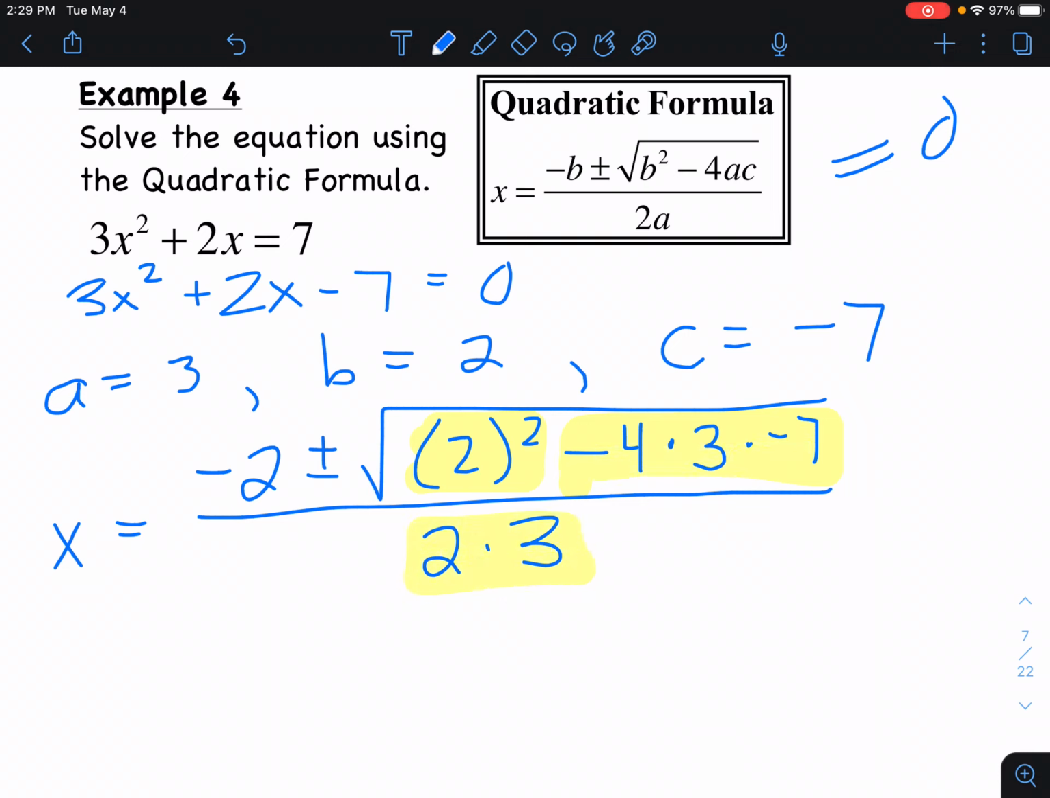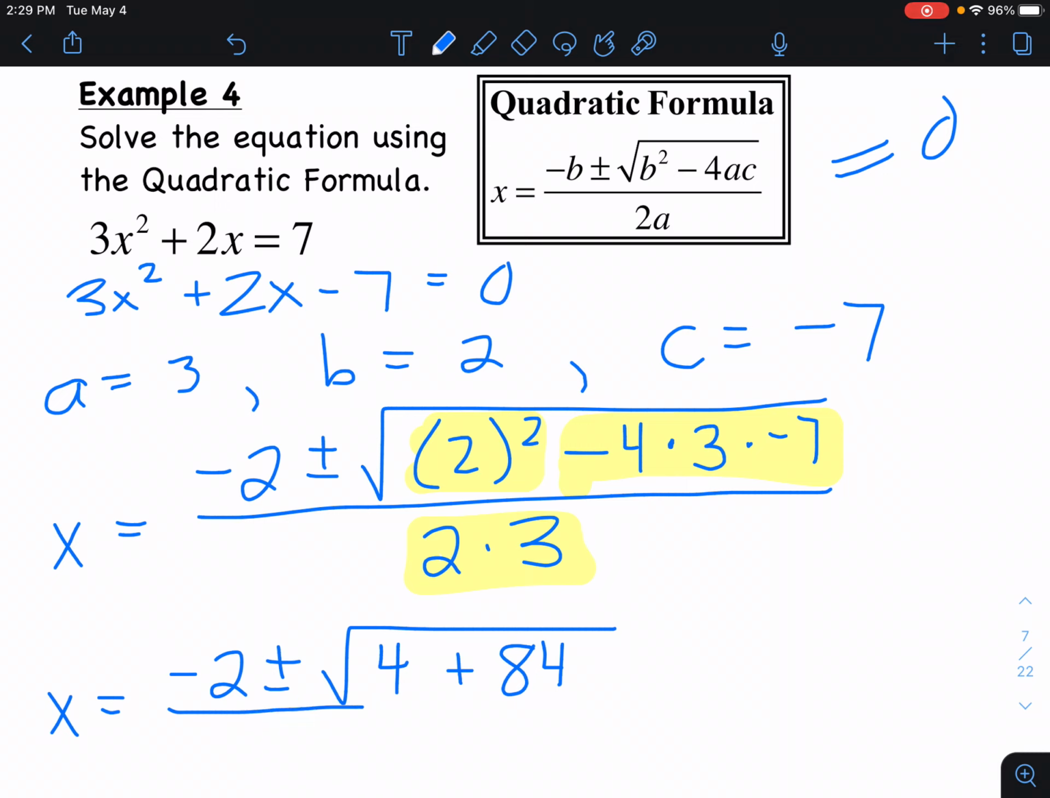So let's go multiply those now. So in the radical, 2 squared is 4. There's your first multiplication. Then your second multiplication is negative 4 times 3 times negative 7. Be careful here. We have 2 negatives, so we will end up having a plus. Then 4 times 3 is 12. Then 12 times 7, 84. And finally, the third time in the denominator, 2 times 3 will get you 6.